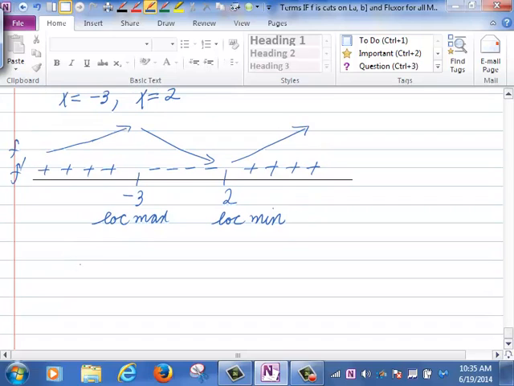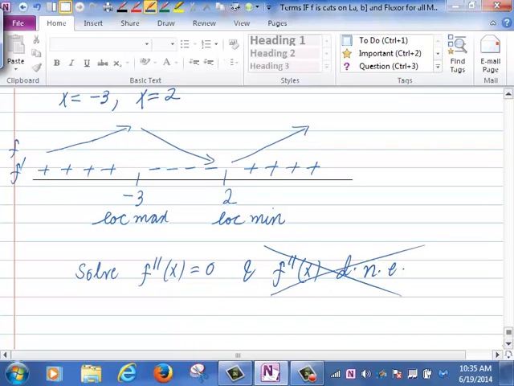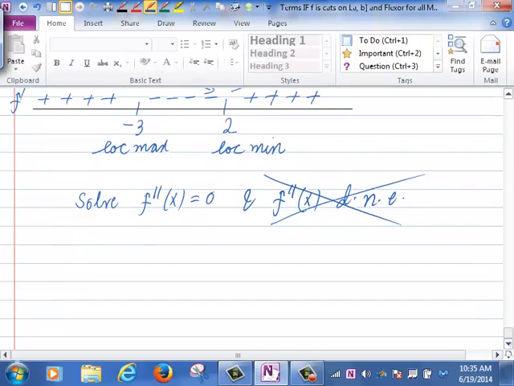Okay. Now we need to find where the function is concave up and down. For that, I need to solve what? Solve the second derivative is 0, and the second derivative does not exist. Again, I have no solutions for the second case, so all I have to find out is where the second derivative is 0. What was the second derivative? 12x plus 6. Was it plus or minus? Yeah, plus 6. Okay, so then x would be what? -1/2.